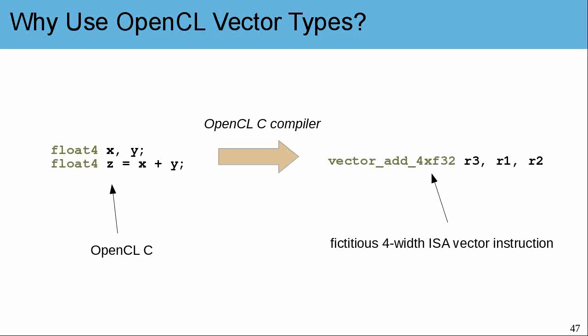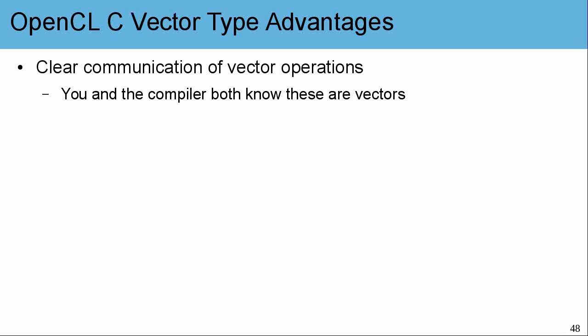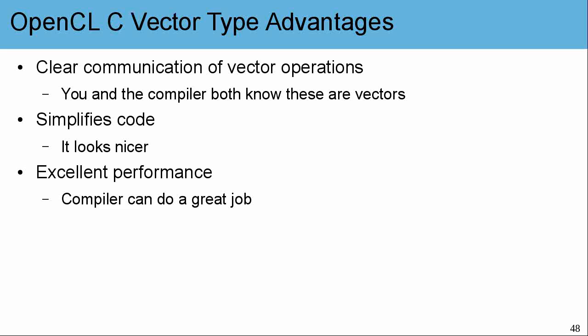And there's some advantages to using the OpenCL vector types. The first thing is that you get a clear communication of vector operations between you and the compiler. You both have agreed that these are vectors. This is something that you have a bundle of data here. Now, it simplifies your code. It starts to look a lot nicer than using the intrinsics. And you start to get excellent performance. The compiler can do a really good job of vectorizing when you are using vectors in this context.